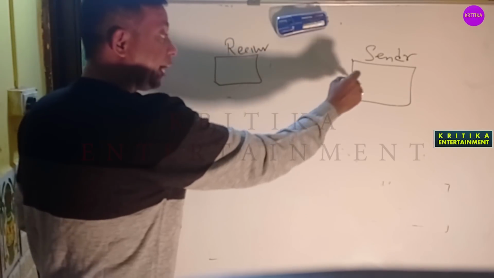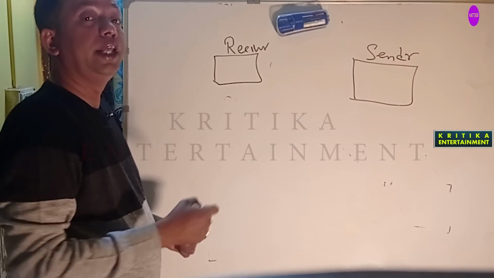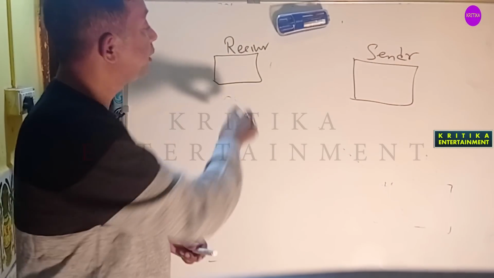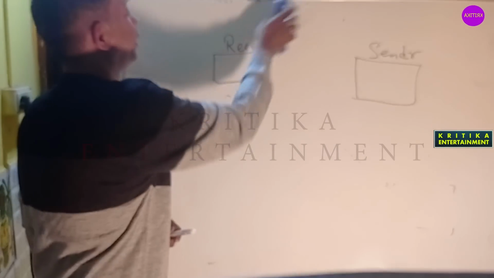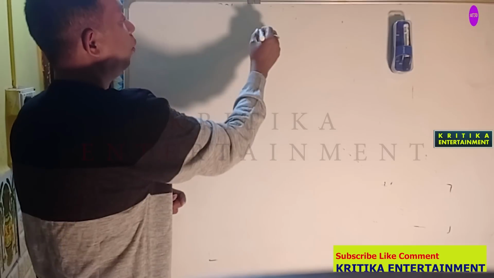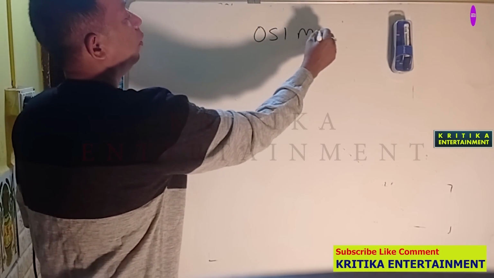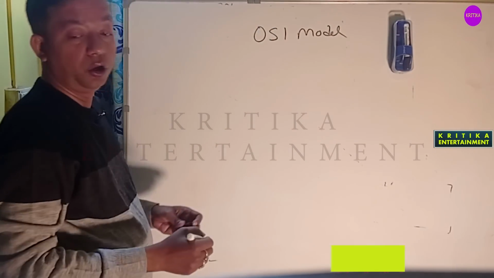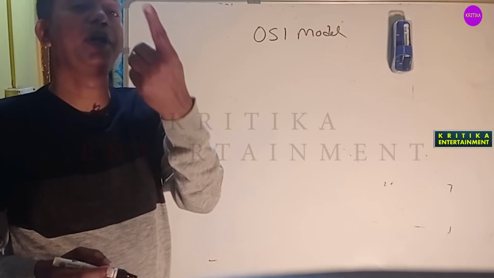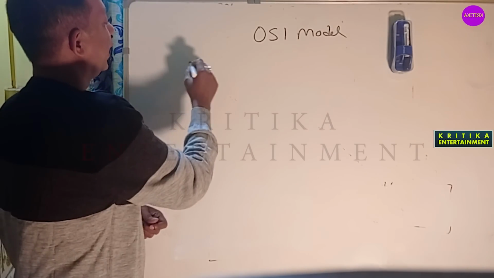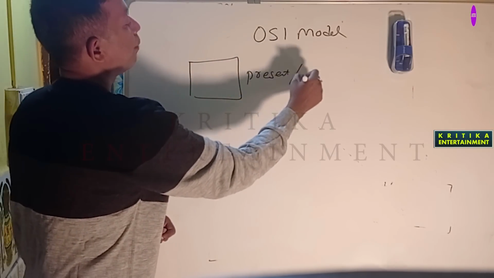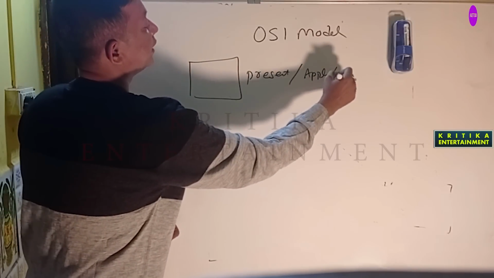When you want to send data between these two machines, it will follow the OSI model. Then I will discuss the OSI model. In the OSI model there are 7 layers, but 3 layers are combined into 1 layer, called the presentation layer. It is also called the application layer or the session layer.